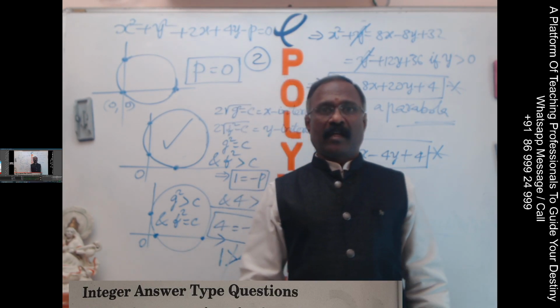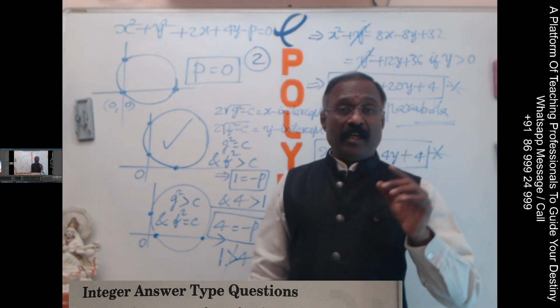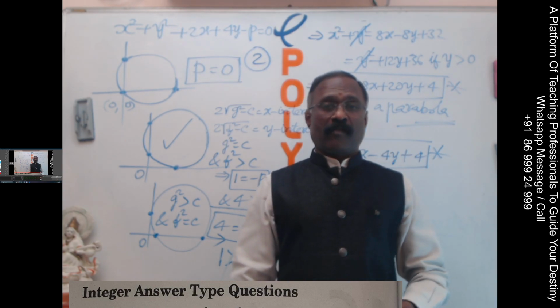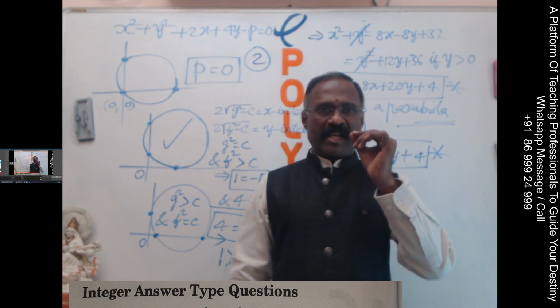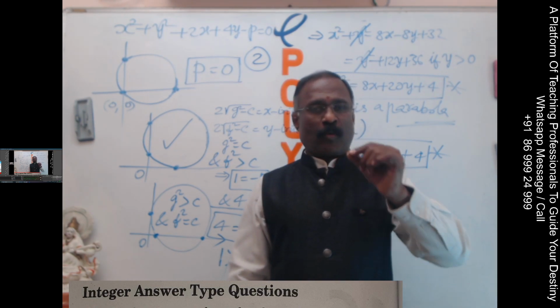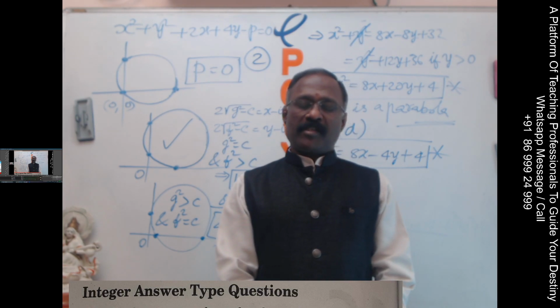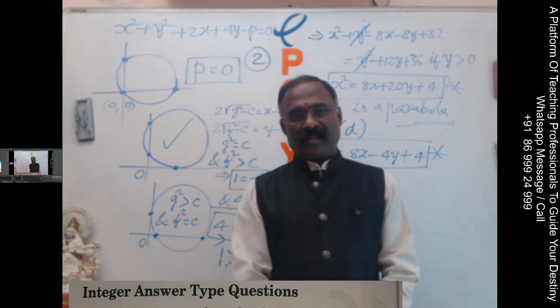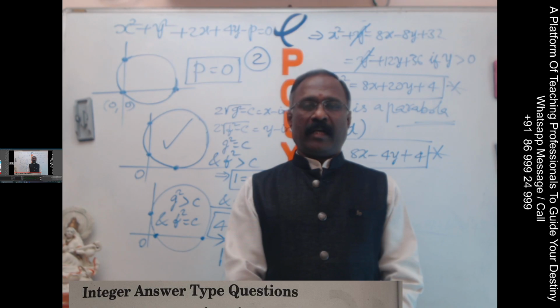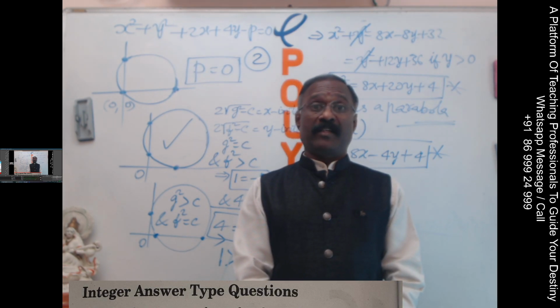In case of a circle, the director circle equation for the circle x square plus y square equal to a square is nothing but x square plus y square equal to 2a square.